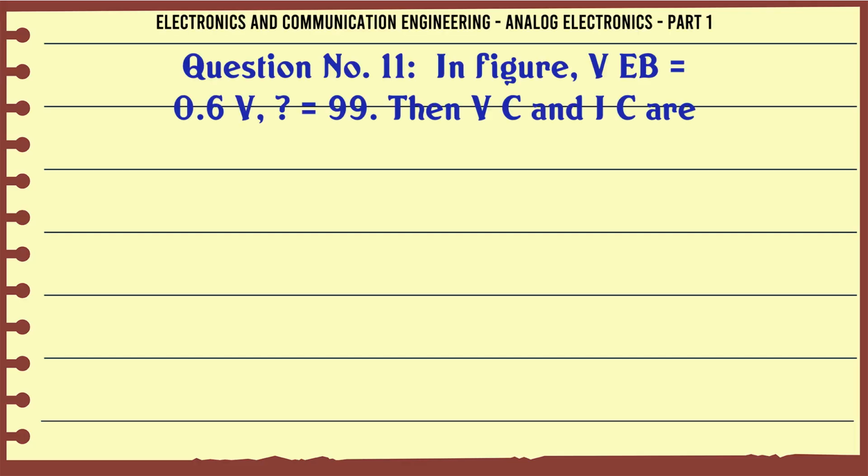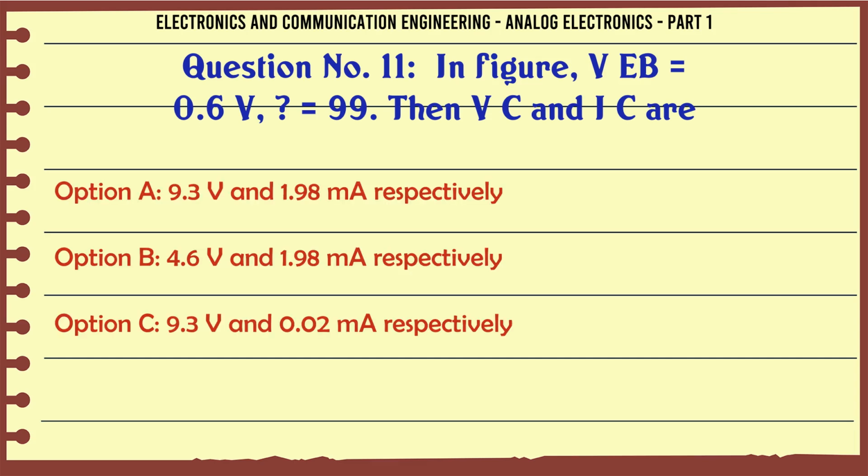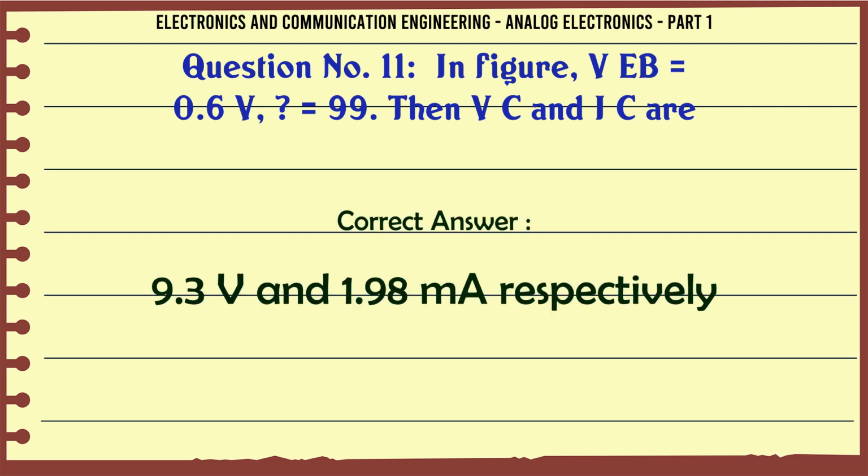In the figure, VEB = 0.6 V and β = 99, then VC and IC are A. 9.3 V and 1.98 mA respectively, B. 4.6 V and 1.98 mA respectively, C. 9.3 V and 0.02 mA respectively, D. 4.6 V and 0.02 mA respectively. The correct answer is 9.3 V and 1.98 mA respectively.